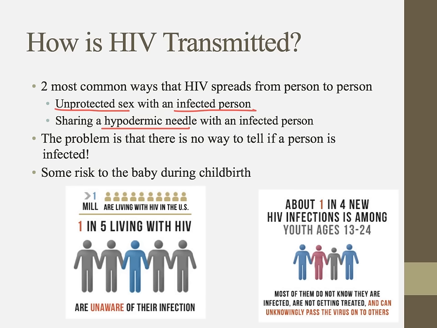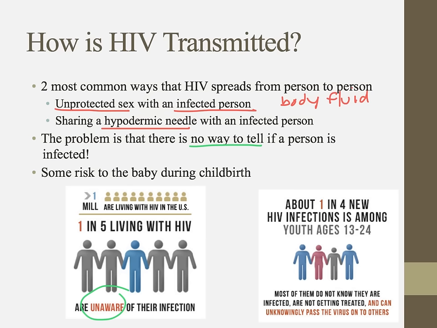Either way, what that involves is an exchange of body fluids: either blood or semen or vaginal secretions. It could also be through some of the anal secretions as well. Now, the problem is that there's no way to tell if a person is infected. If they're in that latency period, they're not going to have any symptoms. So there are a lot of people that are just unaware that they even have it. You won't even know if you meet them.